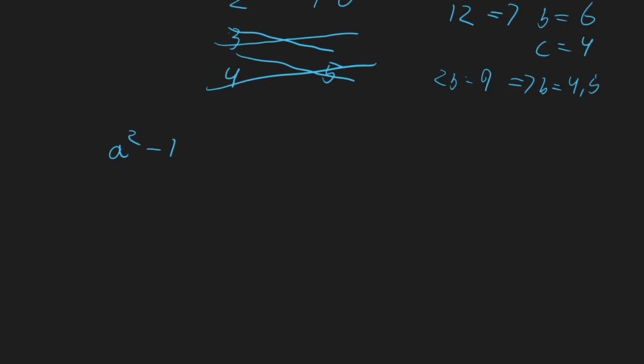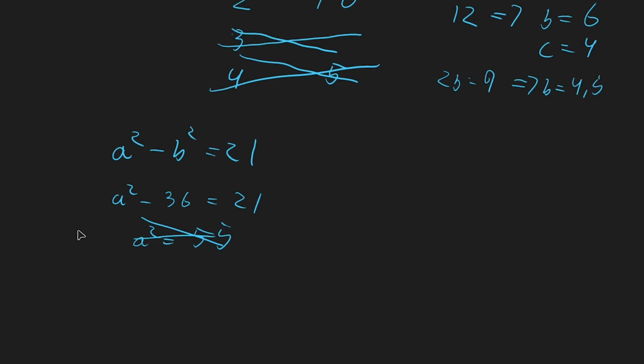Now remember, we also need that A squared minus B squared equals 21. So A squared minus 36 must be equal to 21. So A squared must be equal to 55. There are no integers where this is possible, so there are no solutions to this problem. Well, the solution here was that there are no solutions.